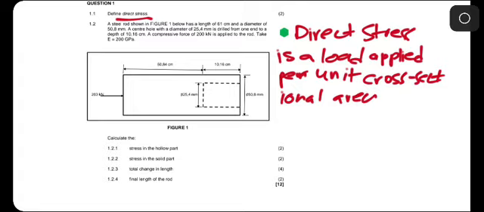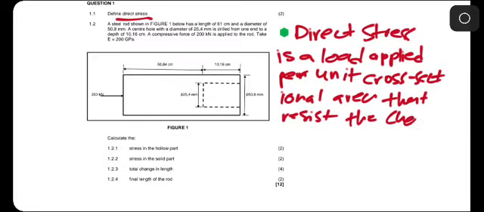All right. Then that resists the change in size. This is our direct stress. It's a load applied per unit cross-sectional area that resists the change in size. That is a direct stress. This is how you can define the direct stress.